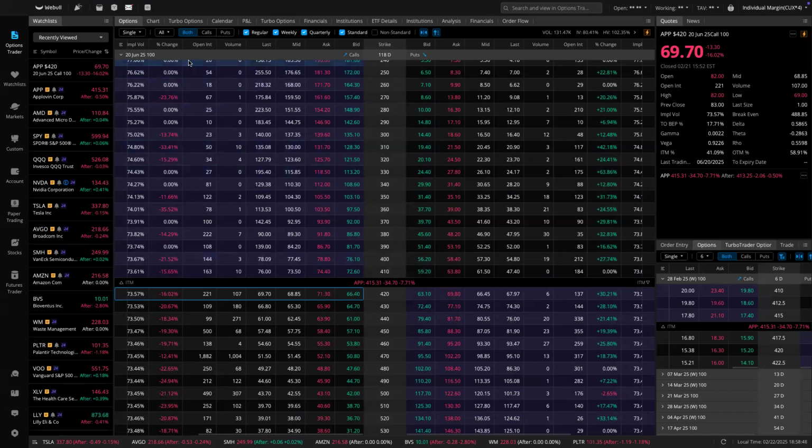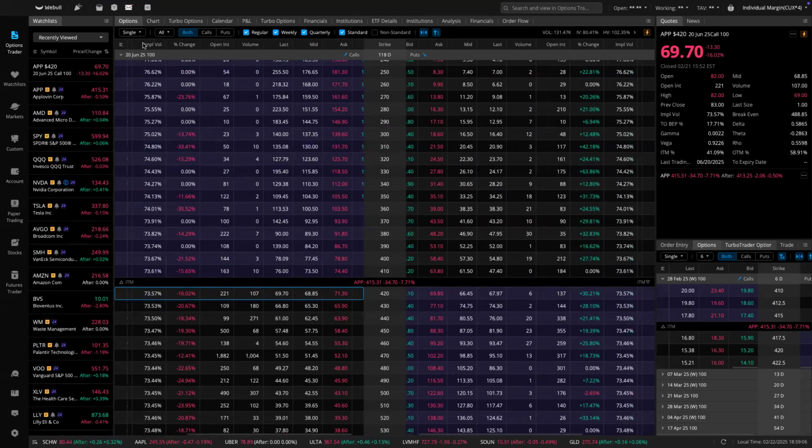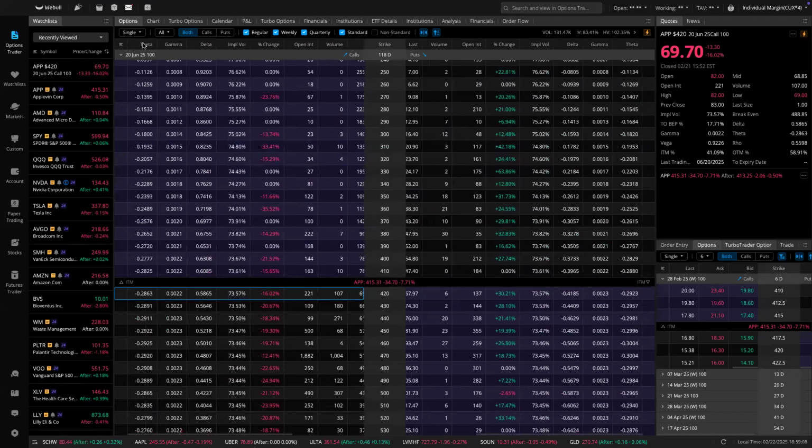Now, let's go to change. This tells you how much the contract is going to change over time. Okay? Implied volatility. Implied volatility is the amount of people that's getting in and out of those contracts.